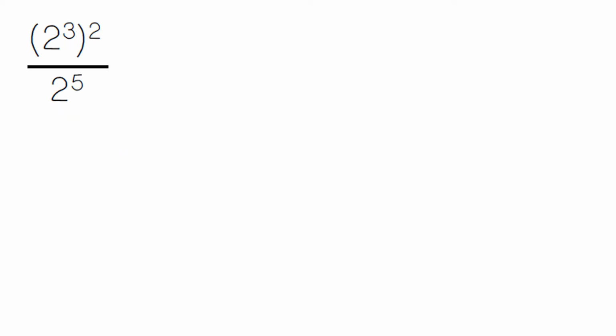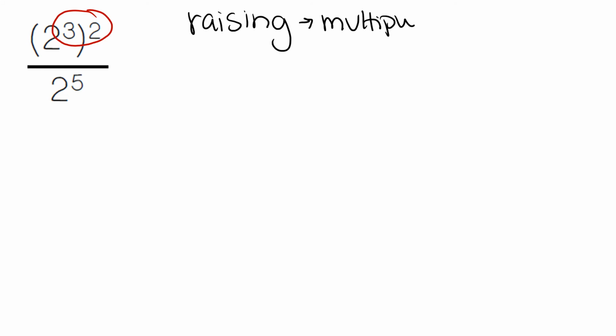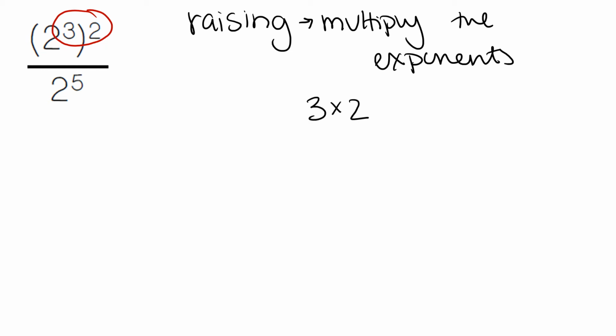Okay, we have another multi-step problem here. We're going to start with our raising to a power because that has the most pieces to it. When we are raising to a power, it means we multiply the exponents. And so when we multiply, we're going to use the 3 and the 2, which would give us 6, 2 to the 6th power. Now, we're not finished yet, so we're going to rewrite our problem, 2 to the 6th on the top, and we keep the 2 to the 5th on the bottom because we didn't use that piece.